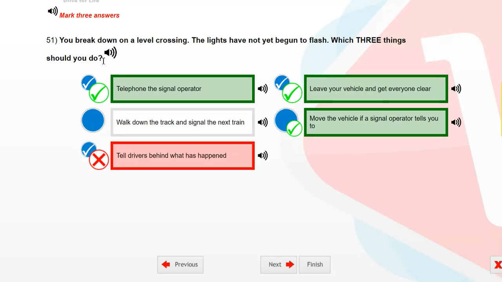You break down on a level crossing. The lights have not yet begun to flash. Which three things should you do? Telephone the signal operator. Leave your vehicle and get everyone clear. Move the vehicle if a signal operator tells you to.